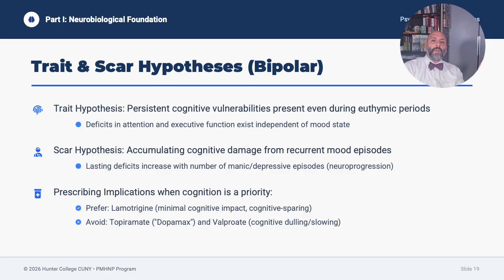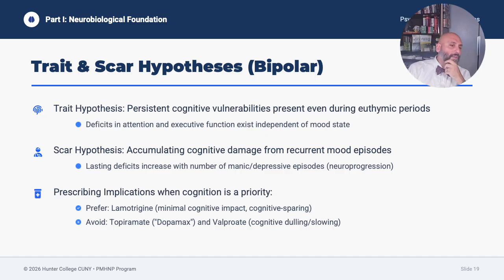So up until this point, we've talked about two models. We've talked about depression, in which cognition is mostly state dependent, and schizophrenia, in which cognition is largely this neurodevelopmental and stable, enduring condition. Bipolar does both, and that's why this is clinically tricky. So the trait hypothesis with respect to cognitive vulnerability is that it's always there.